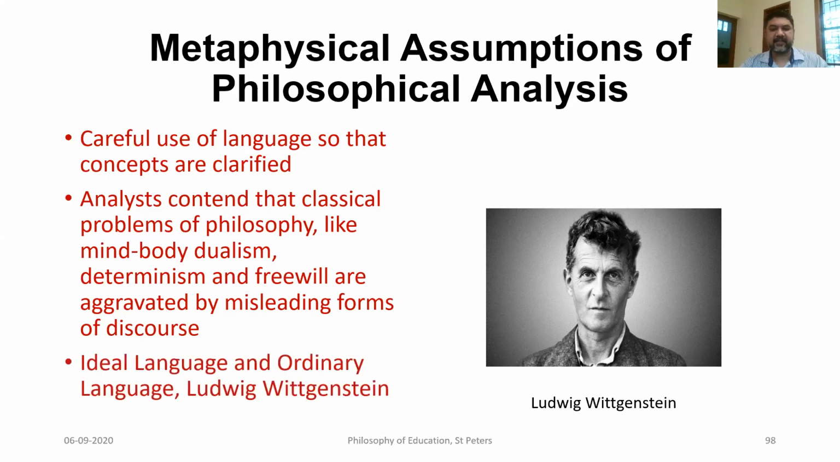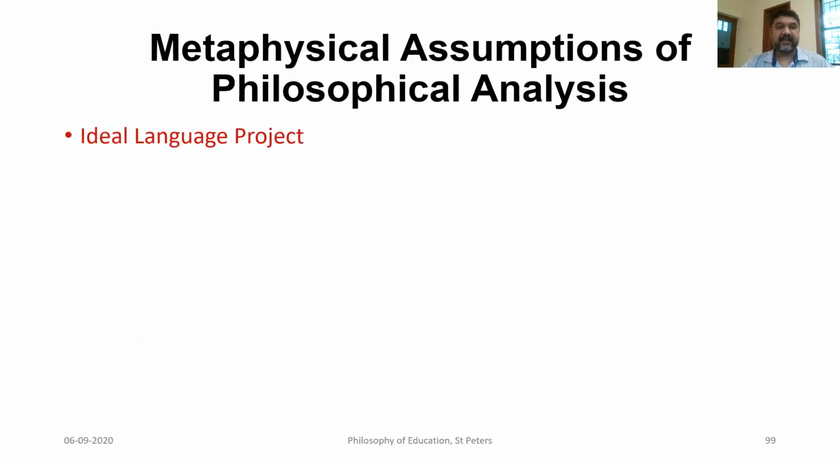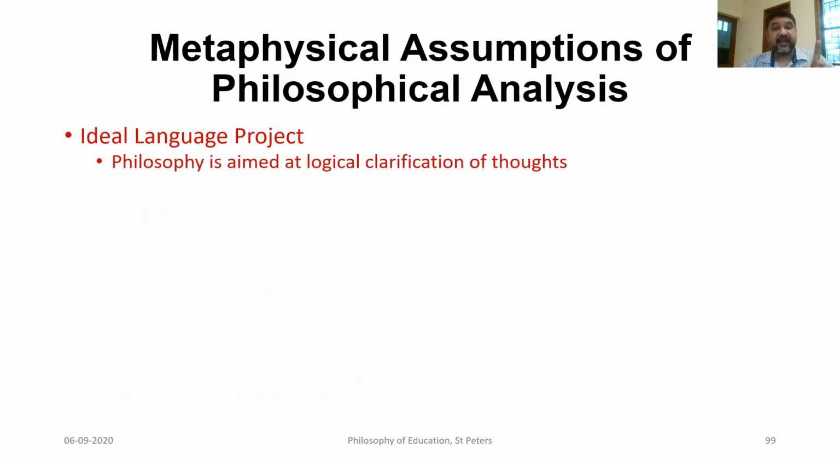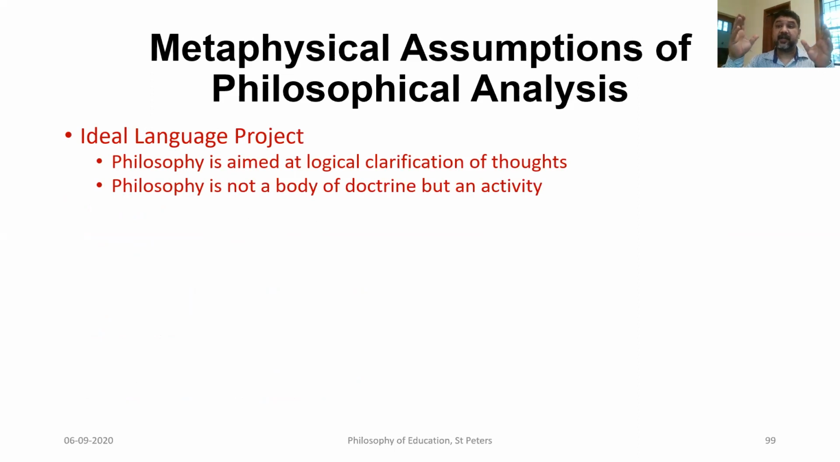So we have from Wittgenstein, he says there are two philosophies, ideal language philosophy and ordinary language philosophy. Let us see what they are. The first one is ideal language philosophy. It's called the Ideal Language Project, which says that philosophy is aimed at logical clarification of thoughts. Okay? Philosophy is not a body of doctrines. It is not a set of ideas, but it is a process. It is a process of argumentation. It is a process of dialogue. It is a process of arrival at the truth.